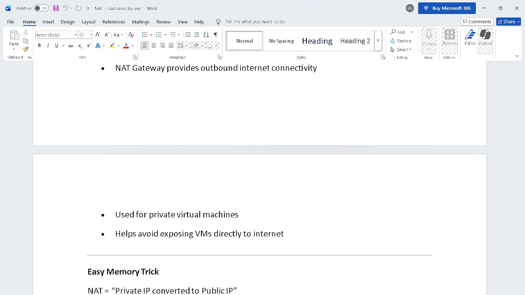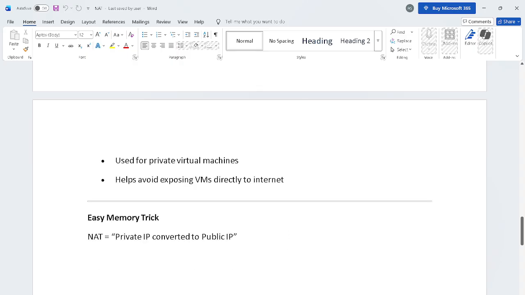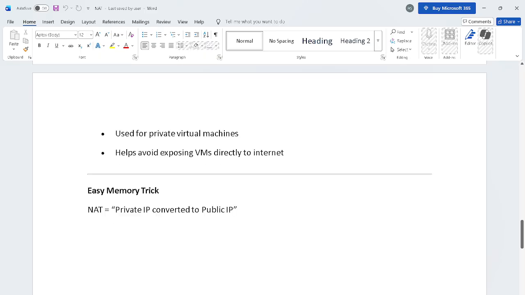If you are accessing any website, private VMs can't be visible. Only the public IP is visible there. So an easy memory trick: NAT converts private IP to public IP.